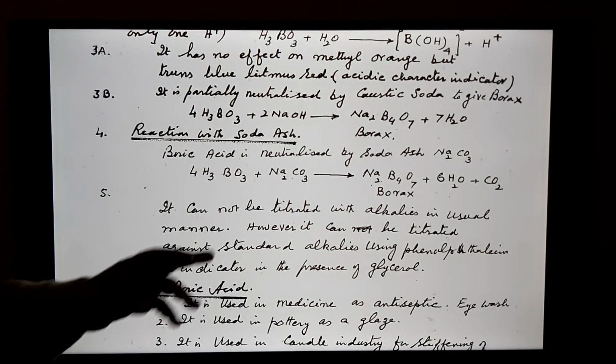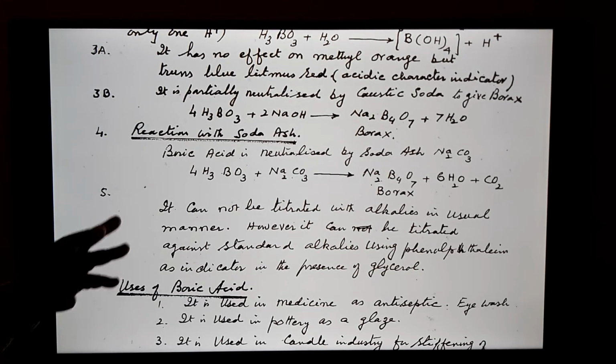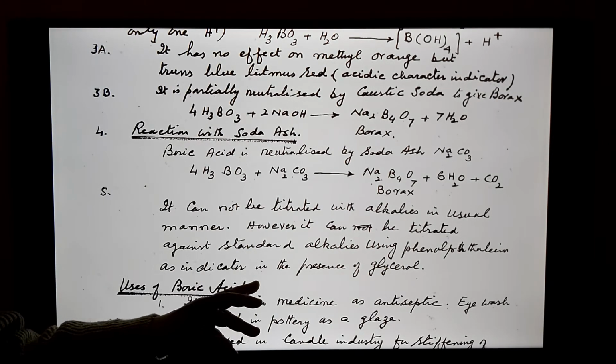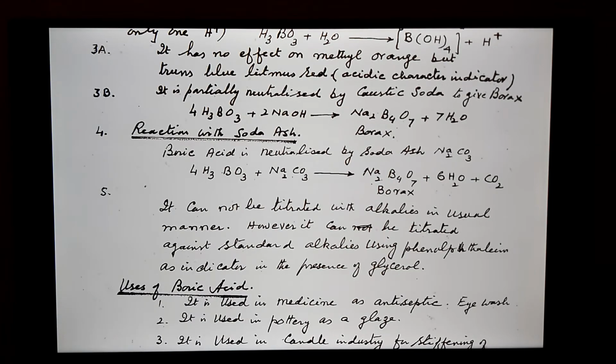It cannot be titrated with alkalis in the usual manner. However, it can be titrated against standard alkalis using phenolphthalein as indicator. Standard alkali means one whose strength is known, and phenolphthalein is an indicator which indicates the change of the medium, whether it is acidic or basic. But water is not to be used; it is done in the presence of glycerol. This everything will happen when glycerol is the solvent.